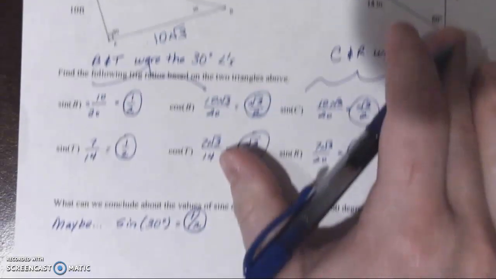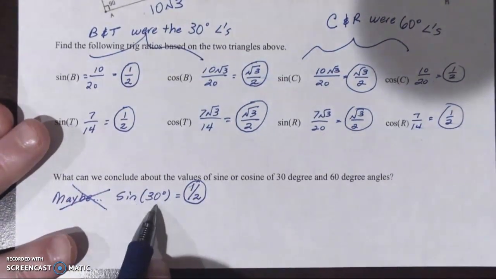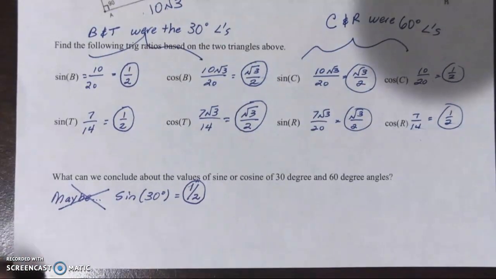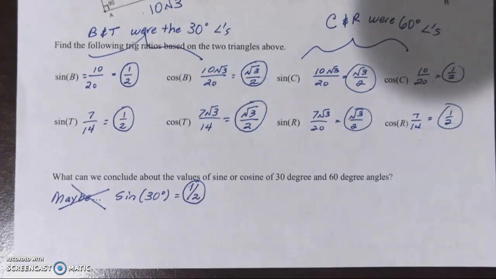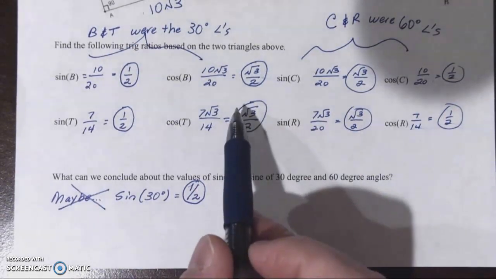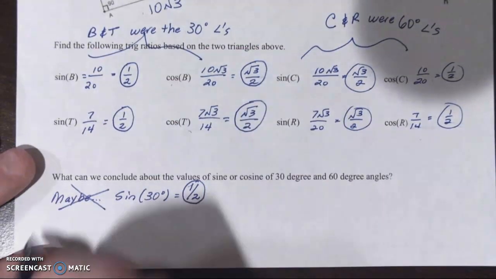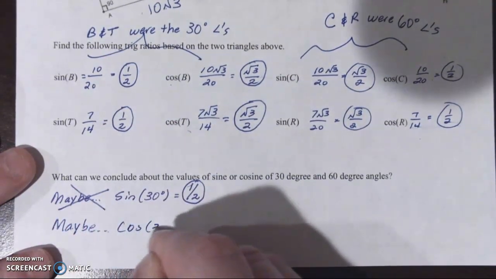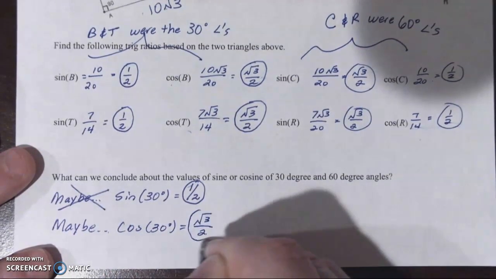So we can actually take out this "maybe" part. Say sine of all 30-degree angles, the ratio of the sine of any 30-degree angle, no matter how big the triangle is, would always be 1/2. Cool. How about cosine of our 30-degree angle here? Okay, cosine of B and T, our two 30-degree angles, were both the same. So maybe cosine of 30 degrees is always root 3 over 2.